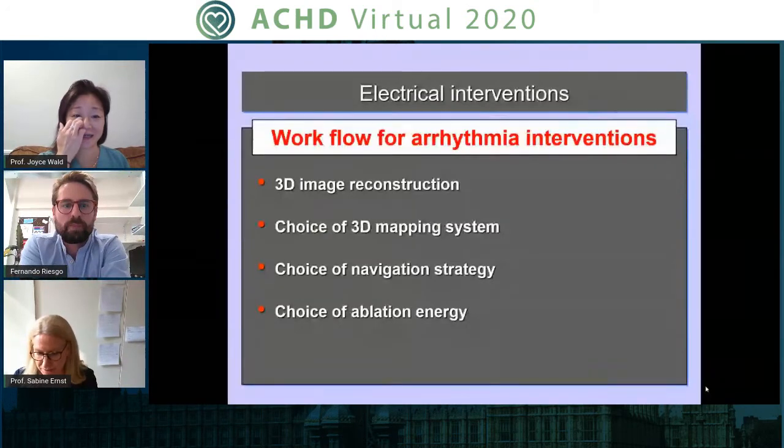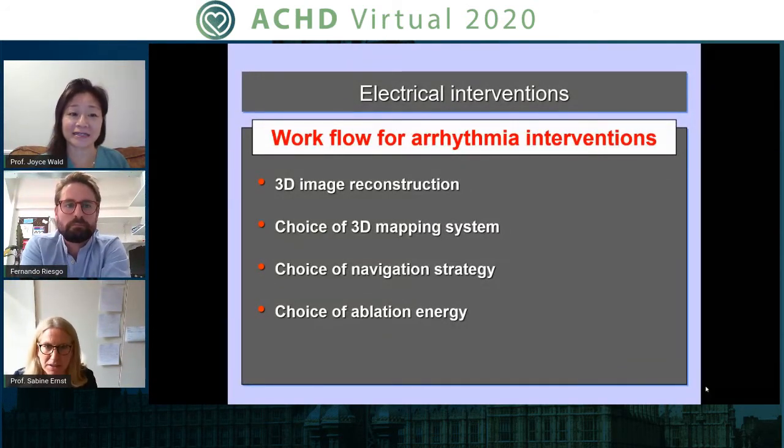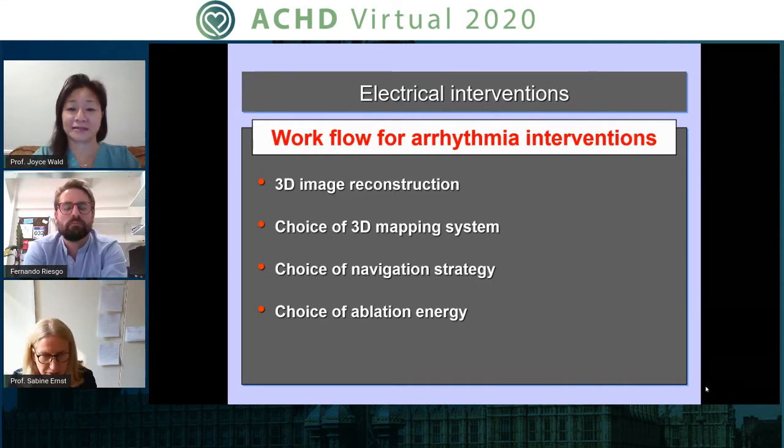So I was saying that when we plan arrhythmia interventions, we would normally use 3D image integration. We use a 3D mapping system. Of course, we have several choices. I'm going to show you the choices we have. We can choose what navigation strategy we use, and of course, we also have a choice of ablation energy by now.